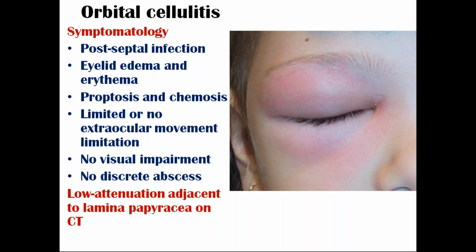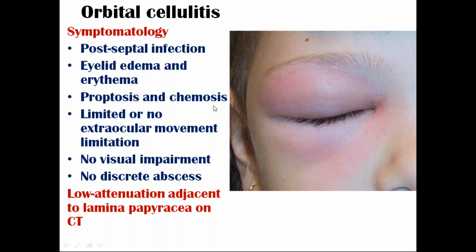orbital complications. Next one is the orbital cellulitis. Coming to symptomatology, it is a post-septal infection. The septum divides the conjunctival part from the superficial subcutaneous soft tissue, so anterior to the septum it is called preseptal cellulitis, and posterior to the septum it is called orbital cellulitis.